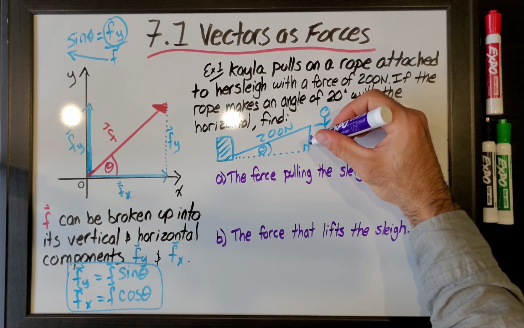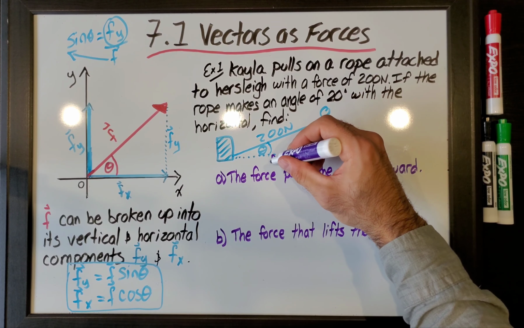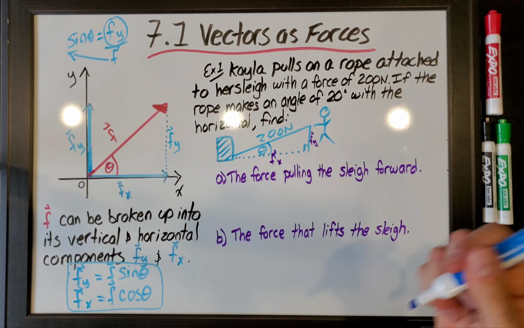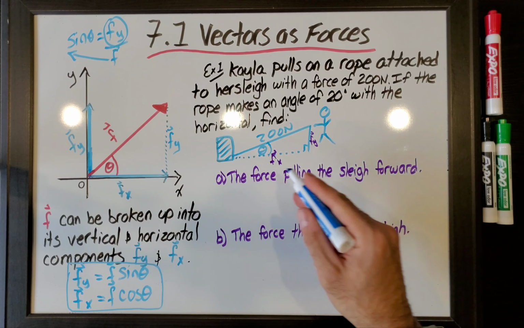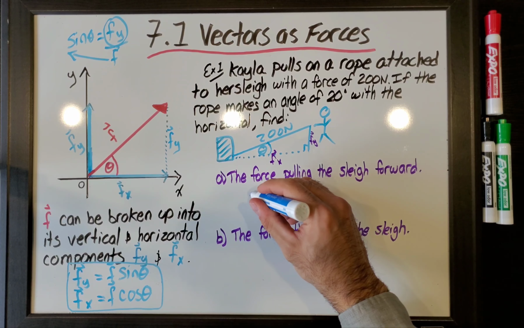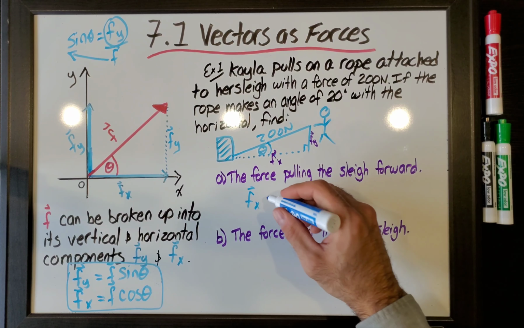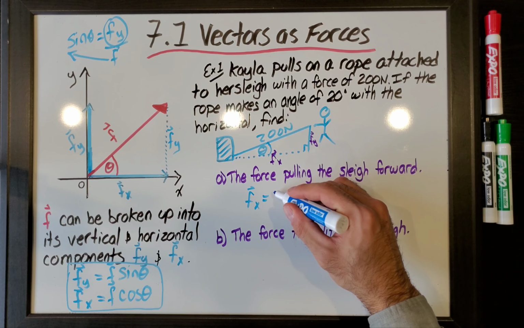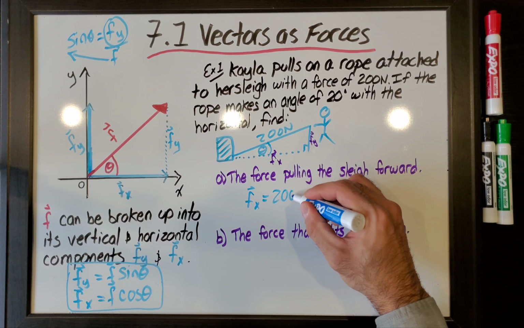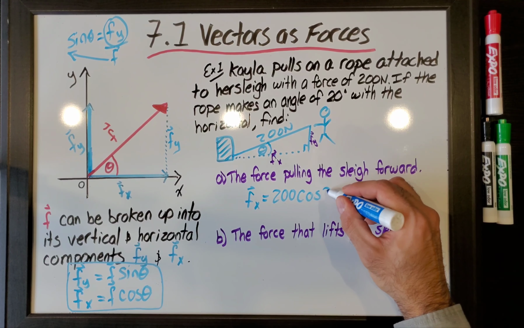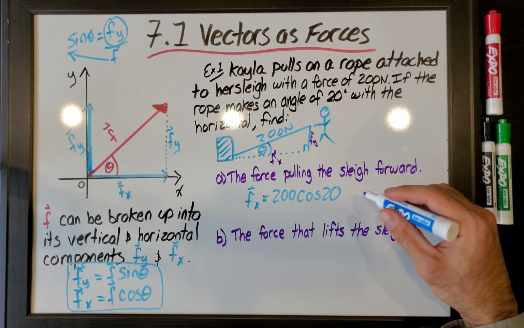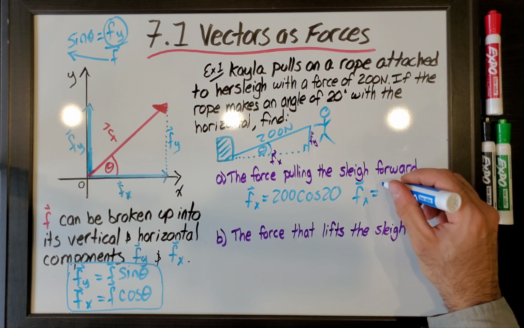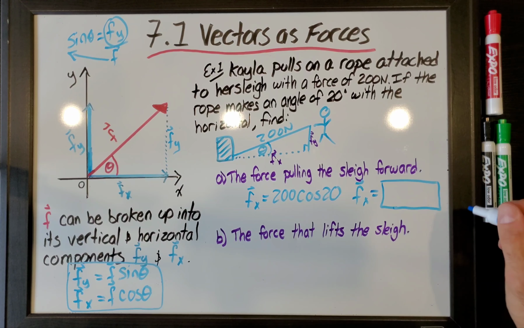So if I want to find the vertical component and the horizontal component, I just basically use these formulas, right? So I can say, well, pulling forward is the horizontal component. So vector fx, in terms of the horizontal component, is just going to be vector f cos of 20. And I can then say equals, plug that into your calculator, and that's the force in newtons that you're going to get.